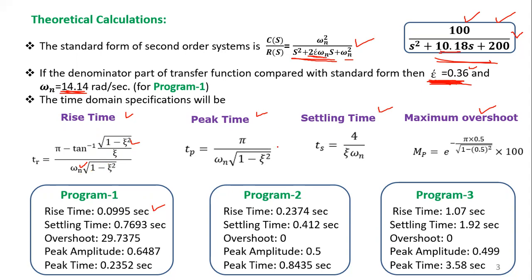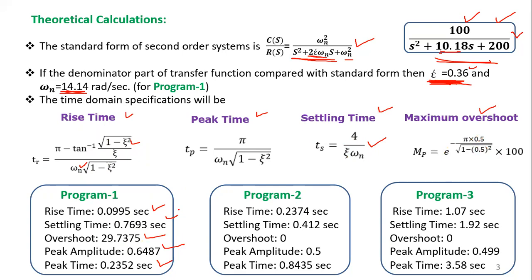And coming to the settling time, Ts equals 4 by zeta omega n. Already we know the zeta and omega n values. If we substitute, we are getting the settling time as 0.7693. And coming to the maximum peak overshoot, e power minus pi zeta by root of 1 minus zeta square into 100. If we substitute the zeta value, then we are getting overshoot as 29.73%. And in the same way, peak amplitude and also peak time we are finding. This is for program one, that is the first case.